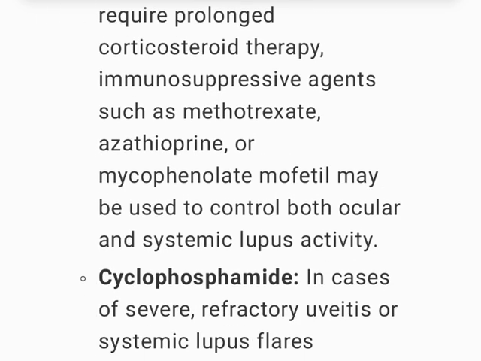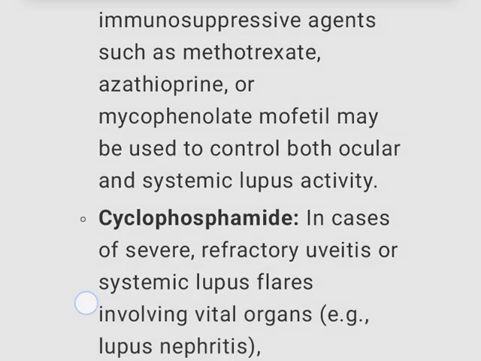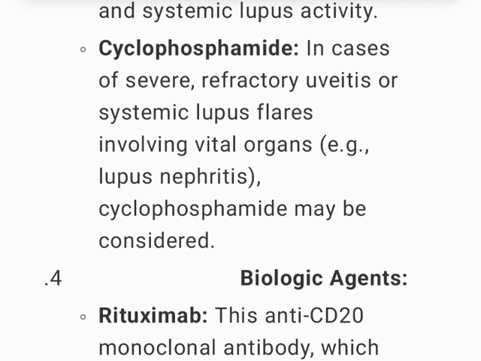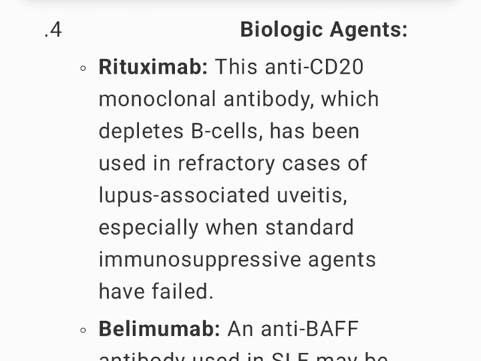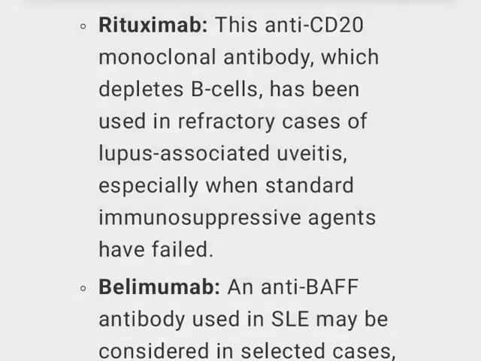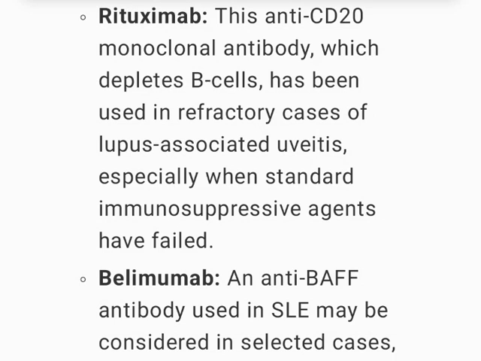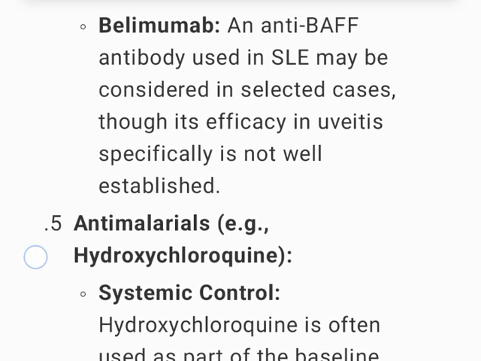Cyclophosphamide. In cases of severe refractory uveitis or systemic lupus flares involving vital organs, e.g., lupus nephritis, cyclophosphamide may be considered. 4. Biologic agents. Rituximab. This anti-CD20 monoclonal antibody, which depletes B cells, has been used in refractory cases of lupus-associated uveitis, especially when standard immunosuppressive agents have failed. Belimumab. An anti-BAFF antibody used in SLE may be considered in selected cases, though its efficacy in uveitis specifically is not well established.